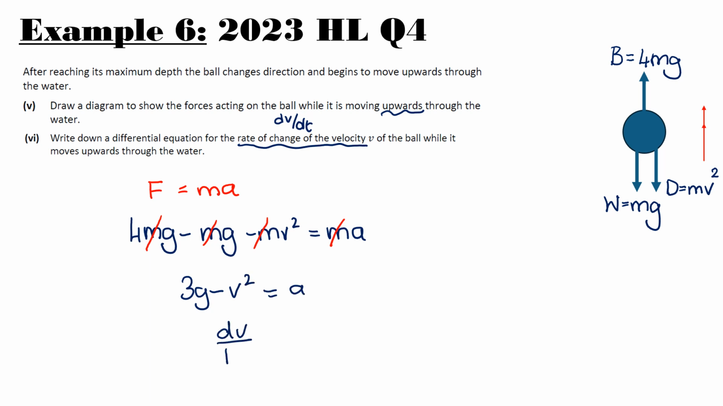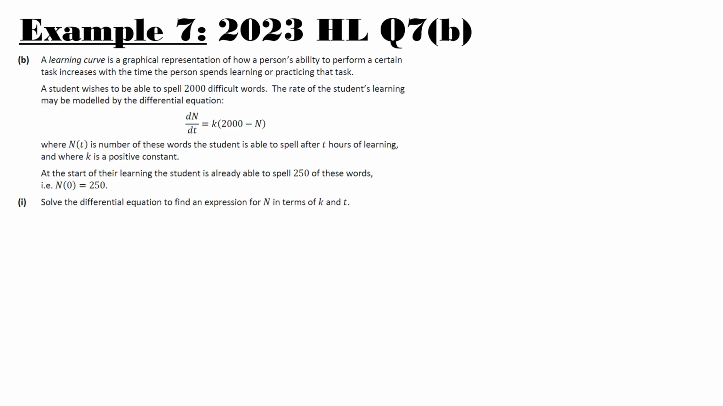So we can rewrite that as dv dt. You can leave that as 3g, but we already know that that is 29.4. And that's minus v squared. So that's our differential equation for when the ball moves upwards through the water.